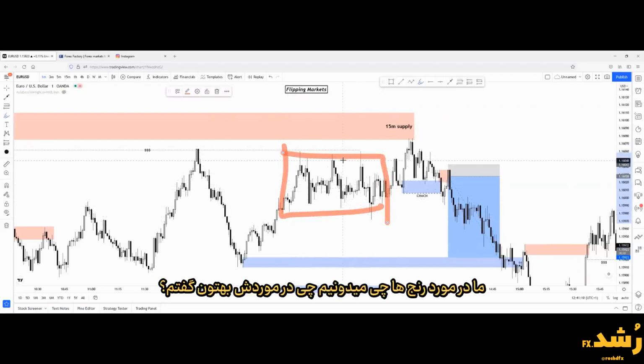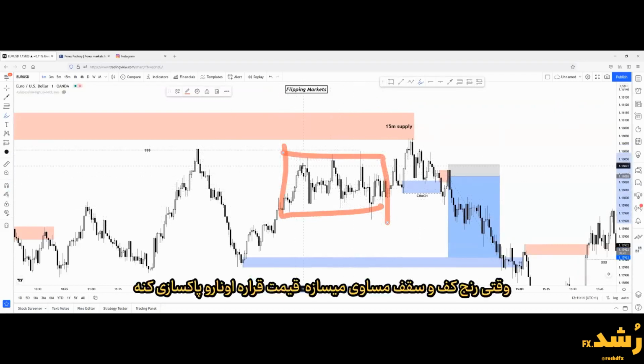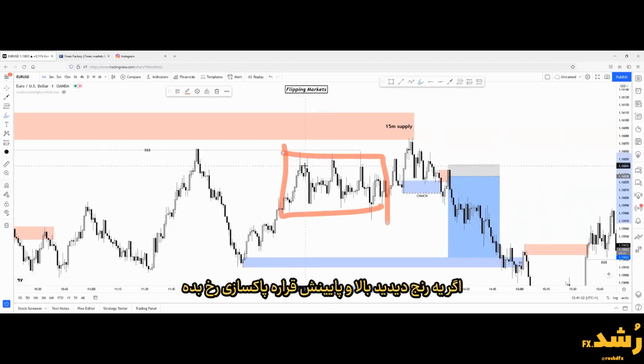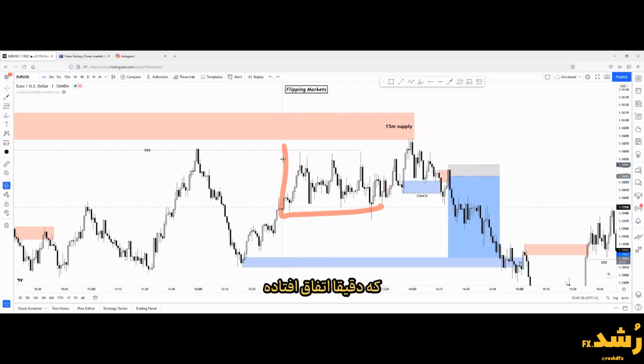What do we know about range? What did I tell you about ranges? If ranges create equal highs and equal lows, those highs and lows have to be swept, right? And that's basically a rule. If you see a range, the lows and the highs have to be swept. And that's exactly what happened.